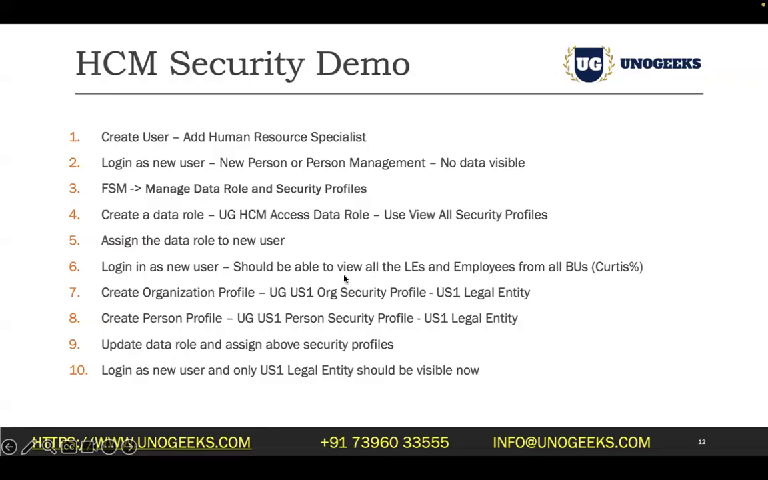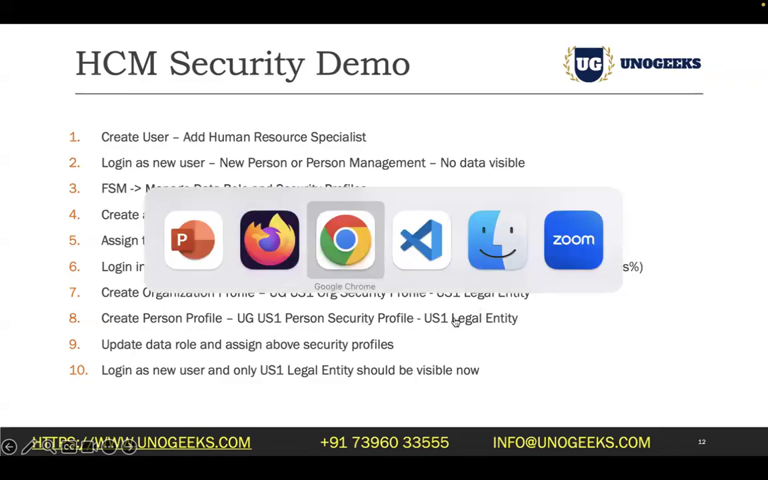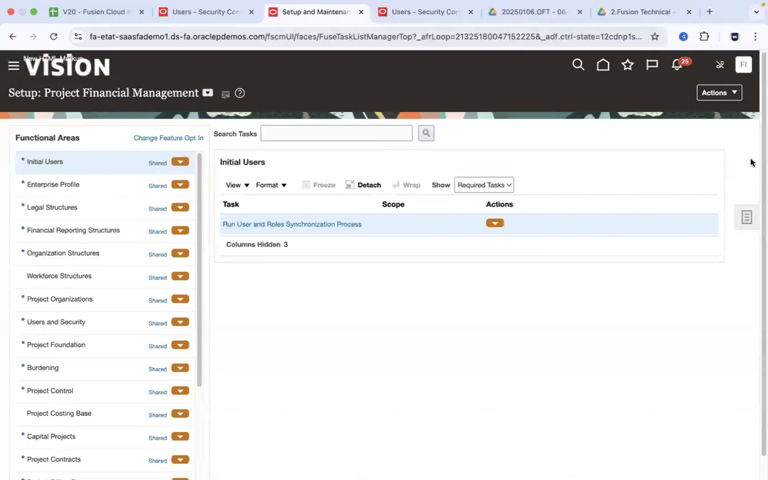To restrict it, I would go ahead and create custom organization and person security profiles. When I create a custom organization security profile, I would mention what legal entities that user should be able to see. And when I create a person security profile, I would mention which employees from which legal entities he should be able to see. So let's see how to do that. And how do we do that, guys?